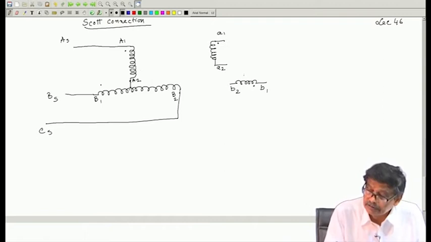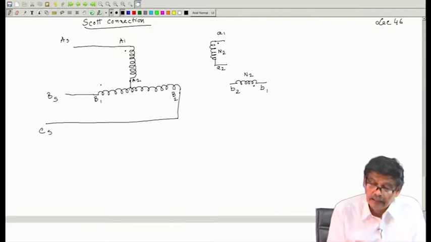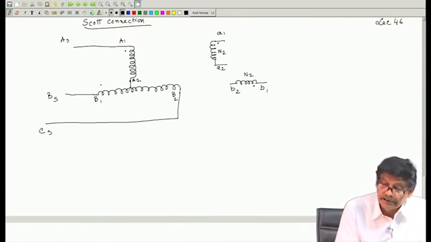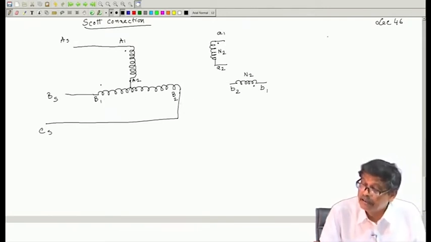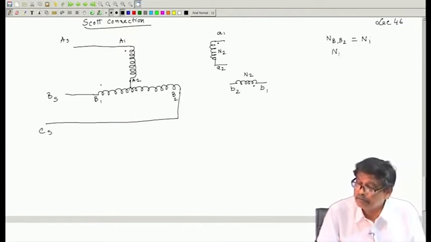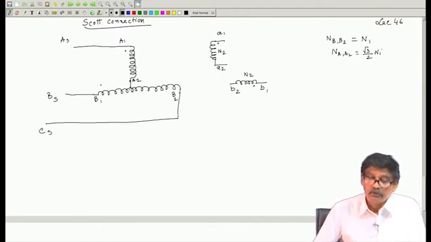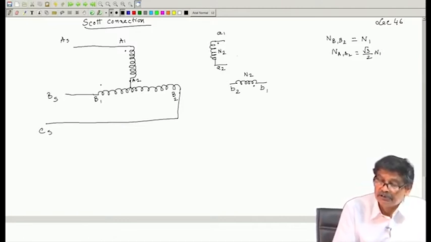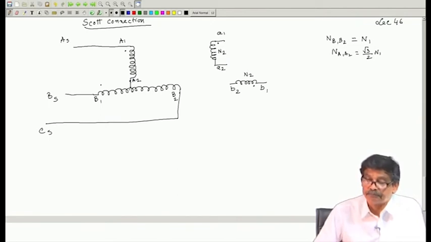What is the thing we discussed? The number of turns of the secondaries are same, and the primary number of turns of B transformer, that is B1 B2, if it is N1, then number of turns of A1 A2 should be root 3 by 2 into N1, so that the voltage per turn in both the transformers becomes same.